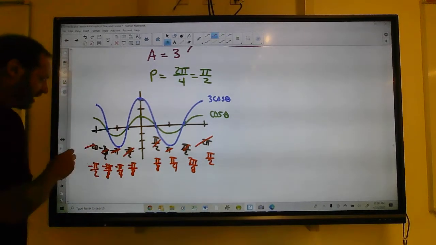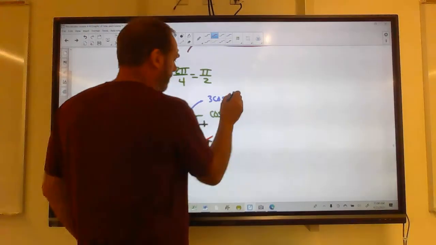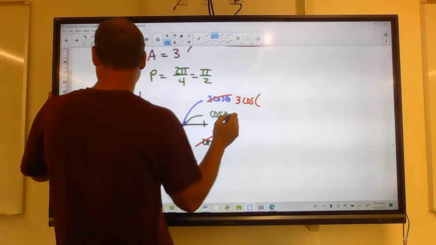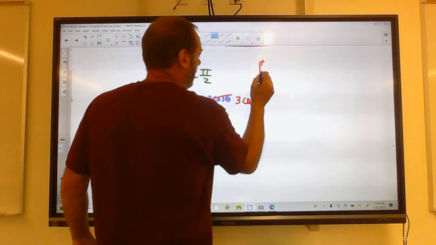Okay, so, oh, you know what? The blue one is now the answer. The blue one is now 3 cosine 4x.